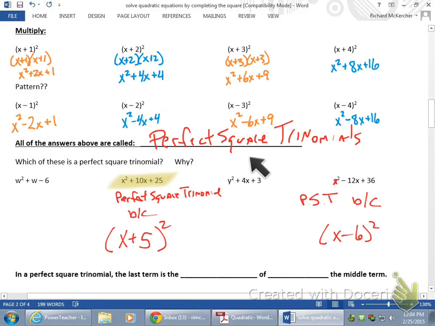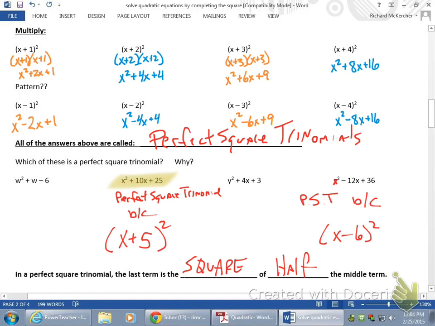We looked at all 10 of these perfect square trinomials, and we were looking for the pattern. We're looking for the pattern of what the middle term and the last term, how they're related to each other. And it took a while, a little teeth pulling, but we were able to figure out that in a perfect square trinomial, the last term is the square of half of the middle term.